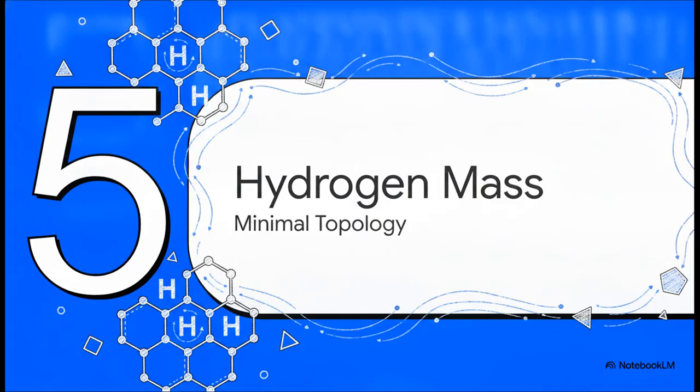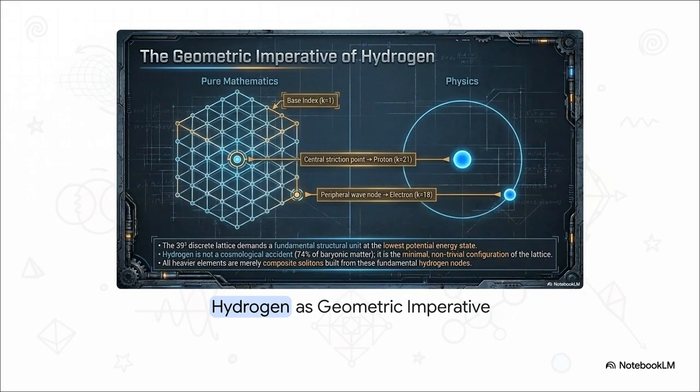On to Section 5, Hydrogen and Atomic Mass. Let's explore how this minimal topology dictates elemental formation. Look, hydrogen isn't just some random cosmological accident that happens to make up most of baryonic matter. When mapping the geometry, the central striction point, the proton, perfectly aligns with the geometric index k equals 21. The peripheral wave node, the electron, aligns perfectly with k equals 18.